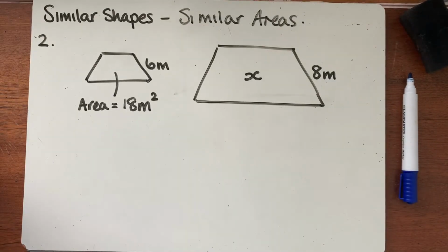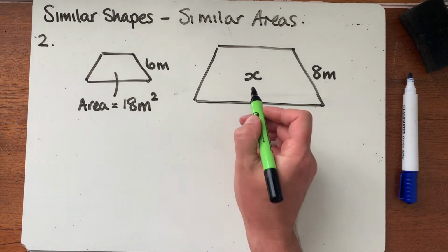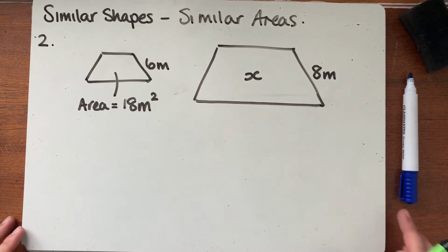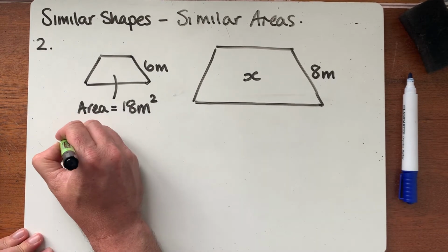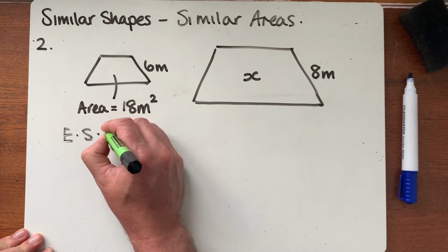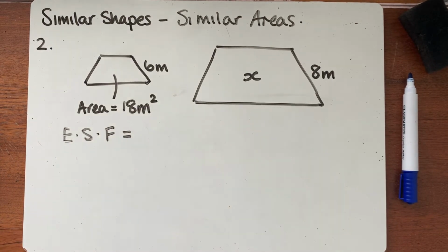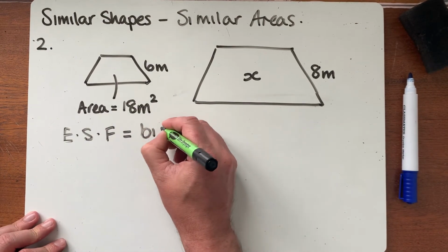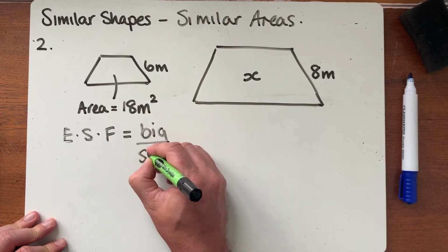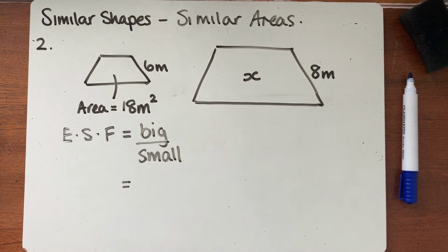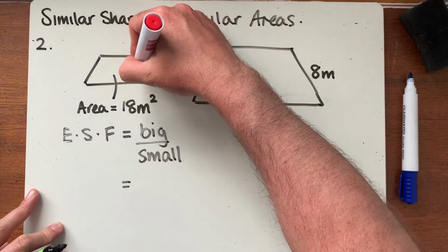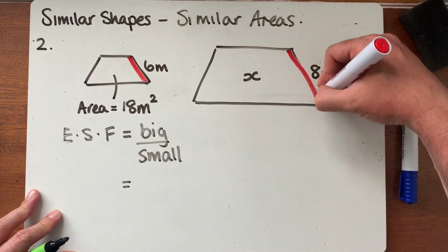So here's example number 2. We've got a couple of trapezia here and we are trying to find the area of this one. Which one is that? Is that the big one or the small one? It's the big one, which means I'm going to start with an enlargement scale factor. Enlargement scale factors, hopefully we're pretty good at this now. Big over small. Again, we're using the length to find the enlargement scale factor. So I've got a 6 from this one and an 8 from this one.